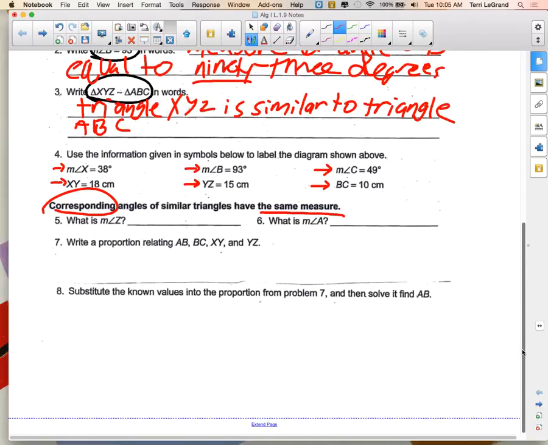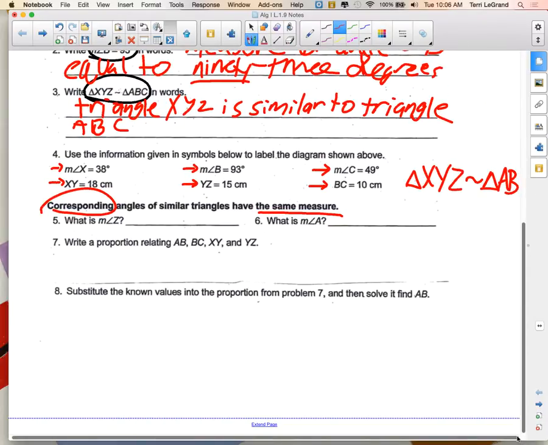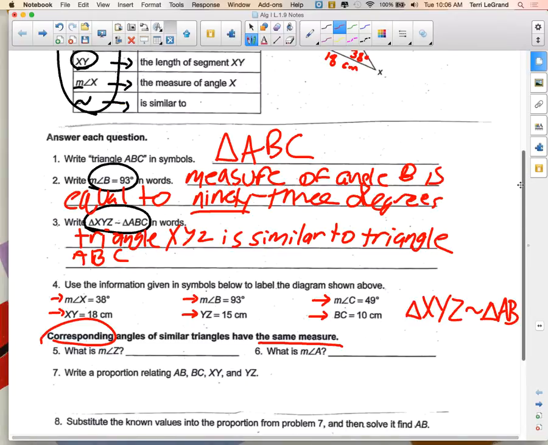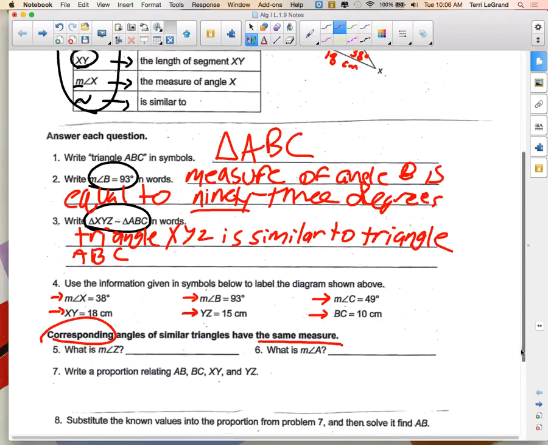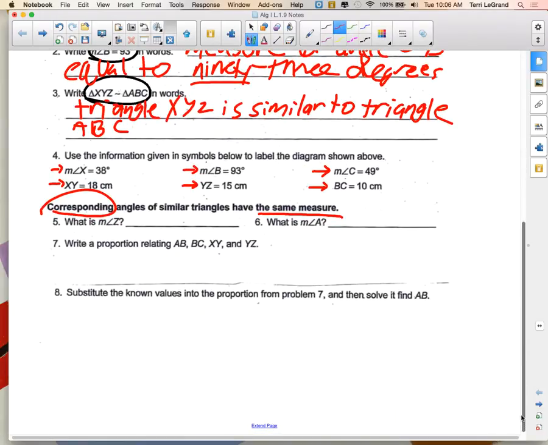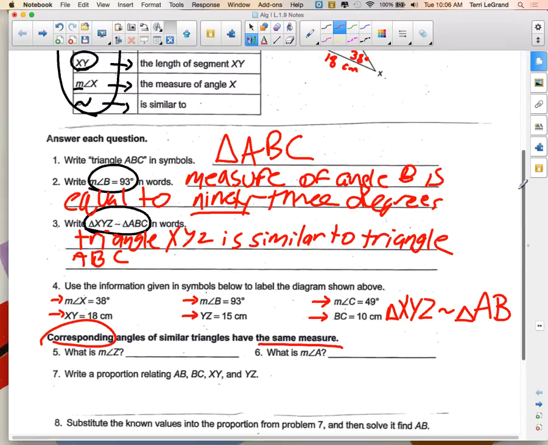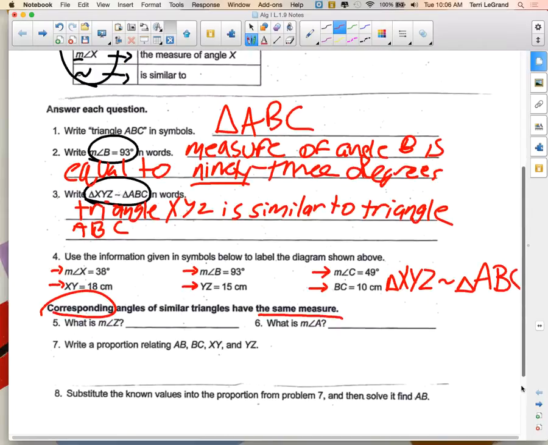Let's put this right here. Triangle XYZ is similar to triangle ABC. Let's put that there. I never give myself enough room. Never. Right, too big. Okay, let's go back and try again. Okay, triangle XYZ is similar to triangle ABC.